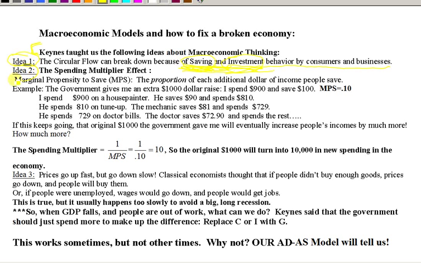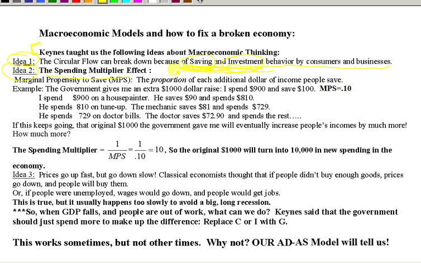The second idea is the multiplier effect. Now, there are a lot of multiplier effects that people talk about: the deposit multiplier, the tax multiplier, the government spending multiplier. They all work in a similar sort of fashion. Any multiplier says when money drops into an economy somewhere, it tends to get multiplied.